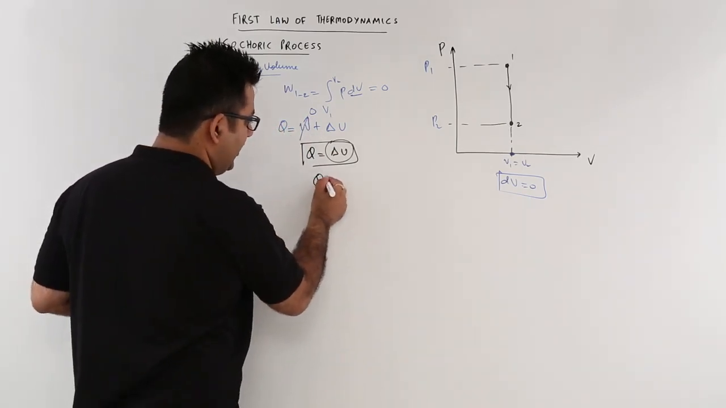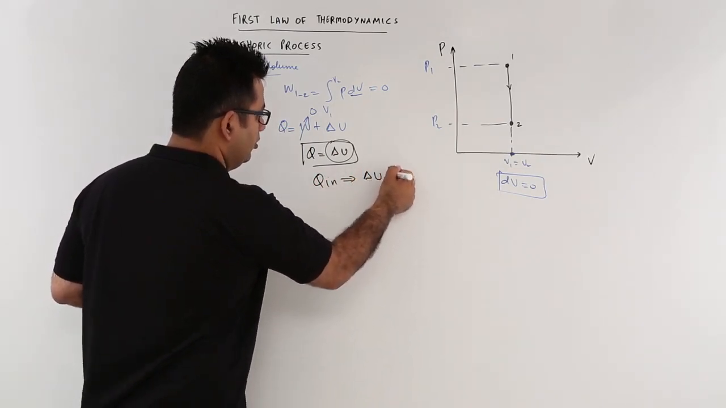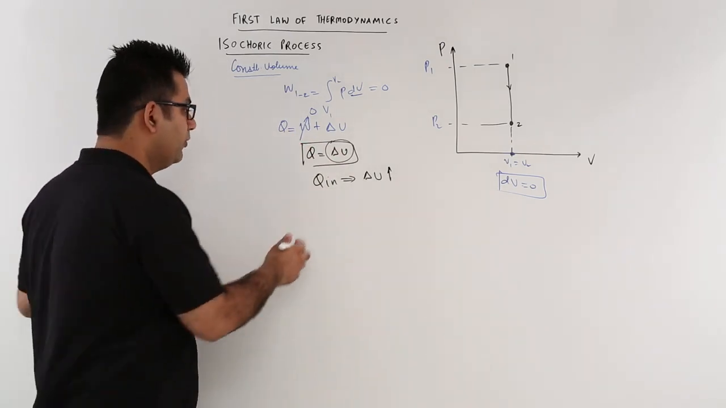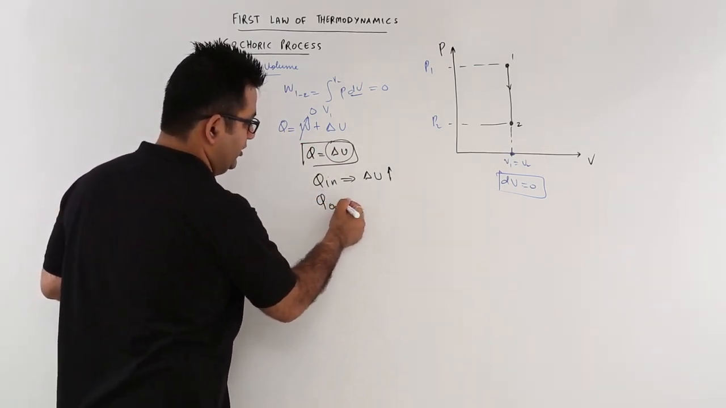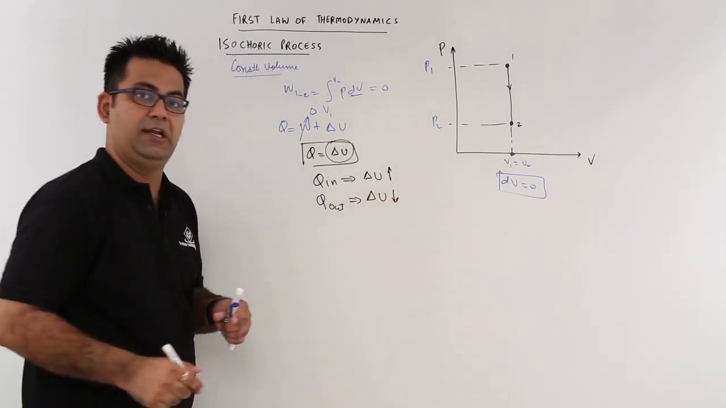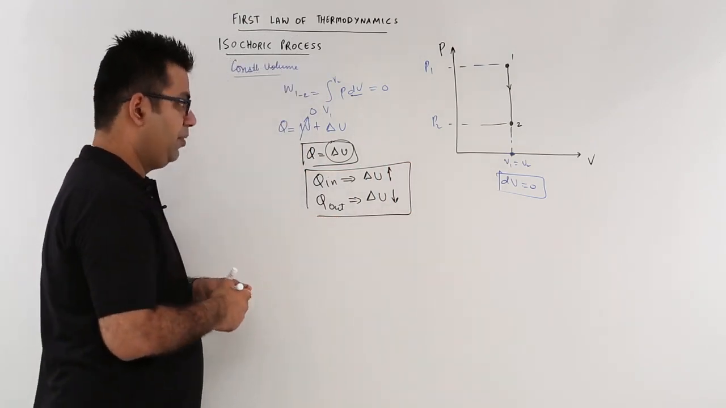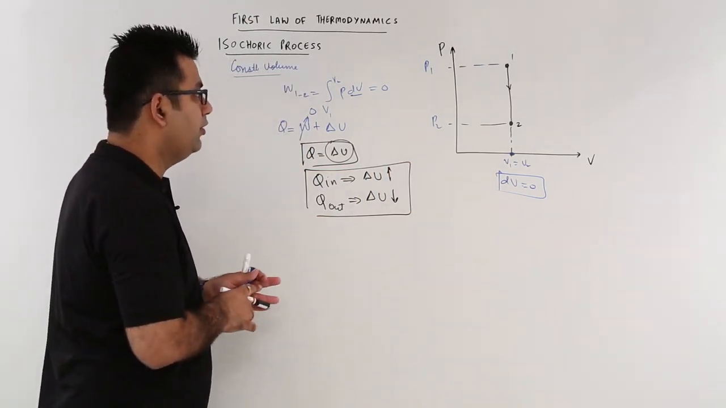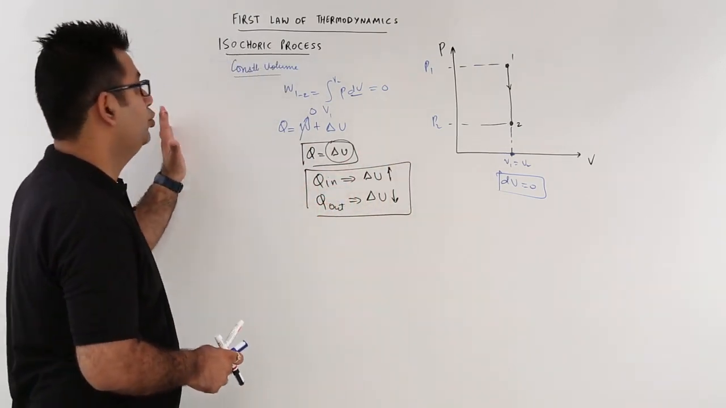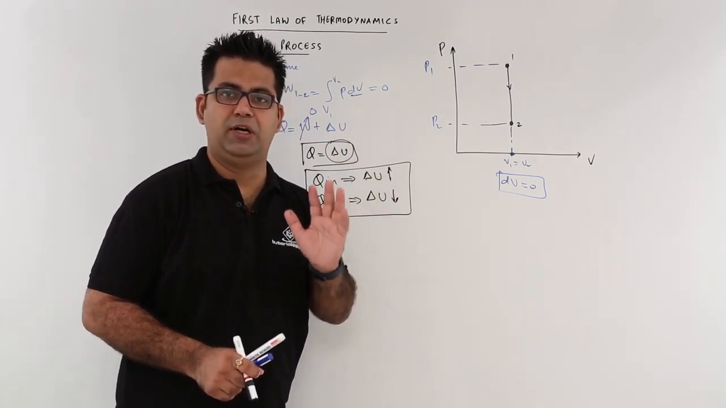So if you supply heat, this means delta U also increases, and if you take out heat from the system, this means the delta U decreases. Okay, so this is a very important correlation between Q and delta U, and what happens when you put in heat and you take out heat from an isochoric process. So this is a fairly simple process to understand.